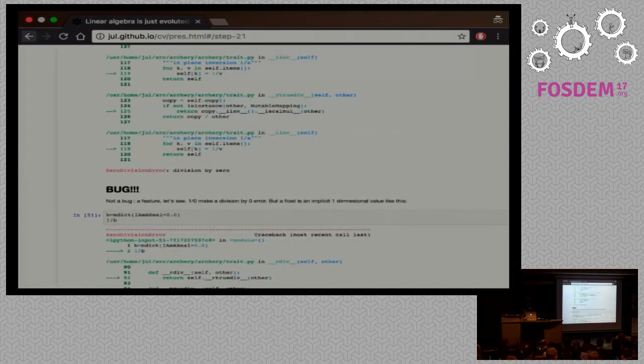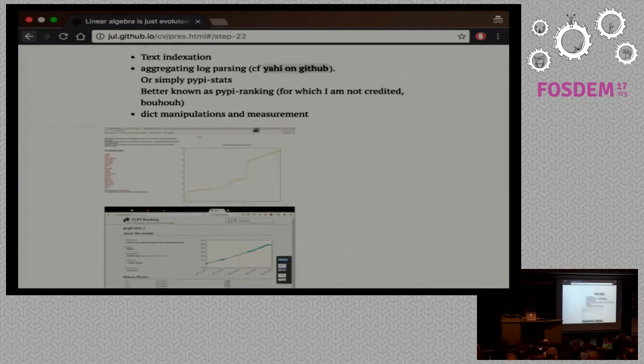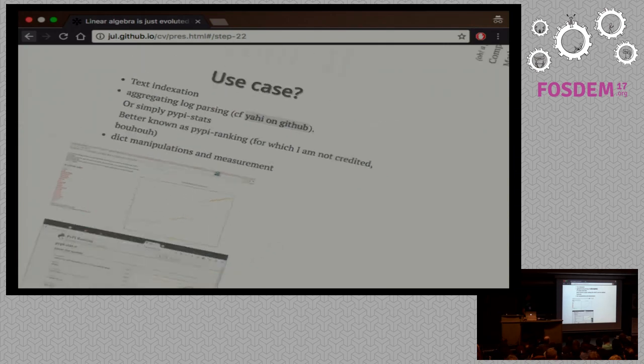In fact, I had another backup plan. I always have a backup plan. I used to be a sysadmin. So, actual use: text indexation. It's because of my first mission at a meat merchant's that I knew about it. Log parsing, it's special.